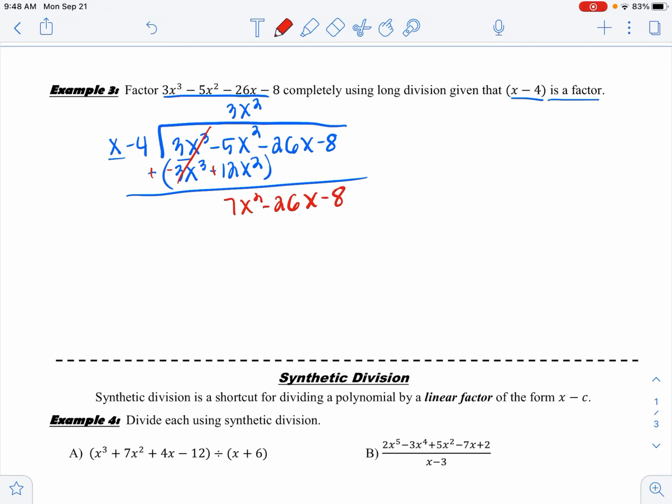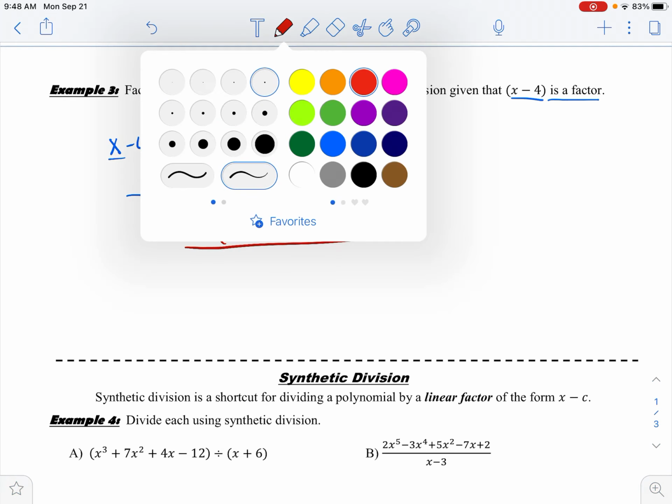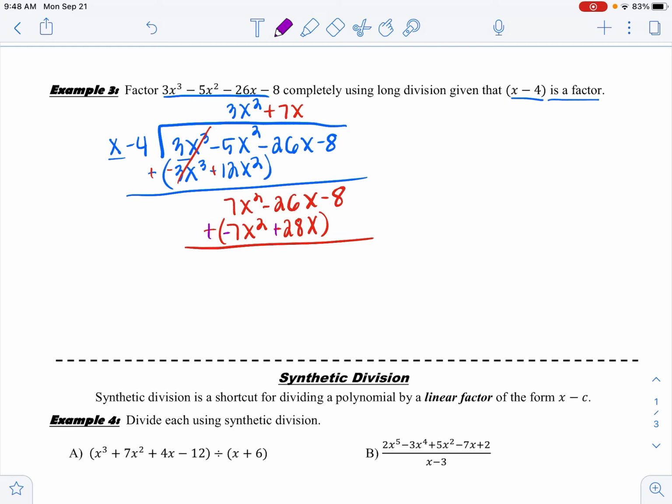Start over. What do I multiply an x by to get a 7x squared? That's 7x. 7x times x is 7x squared. 7x times negative 4 is negative 28x. Subtract. I don't like subtraction, so I'm going to distribute my negative. That's gone. 2x minus 8.